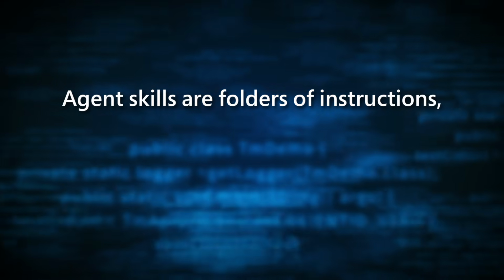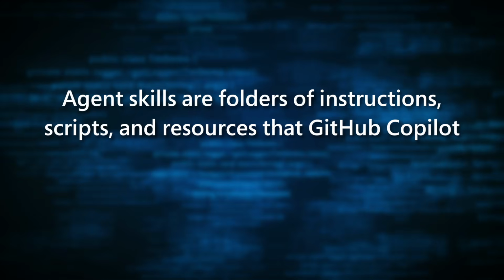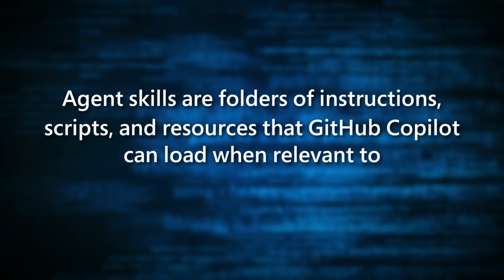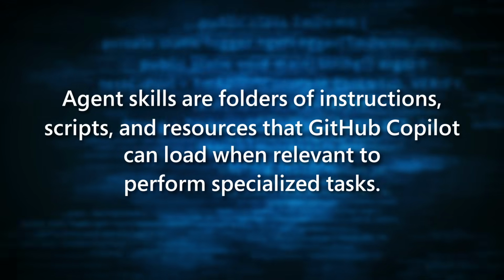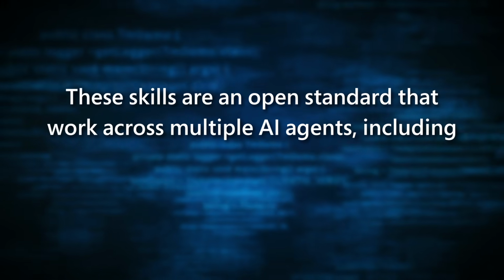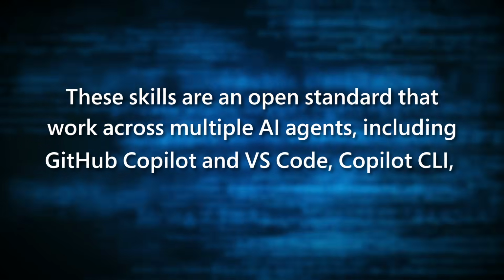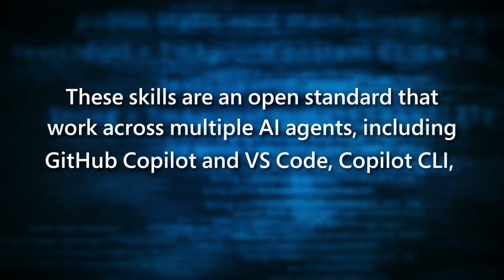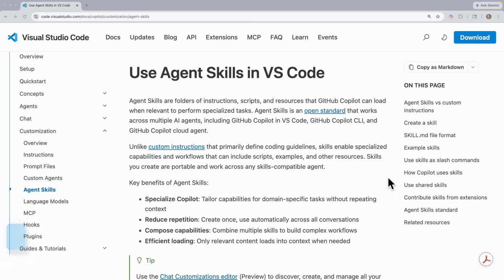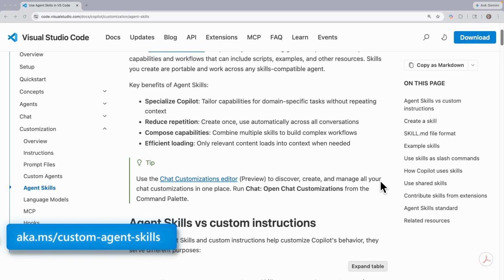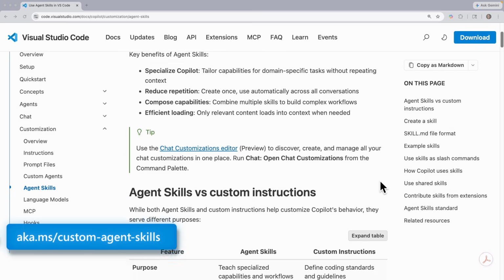Agent skills are folders of instructions, scripts, and resources that GitHub Copilot can load when relevant to perform specialized tasks. These skills are an open standard that works across multiple AI agents, including GitHub Copilot and VS Code, Copilot CLI, and Copilot Cloud Agent. The documentation here goes into detail with some examples of some skills, but let's go ahead and take a look at an existing project.